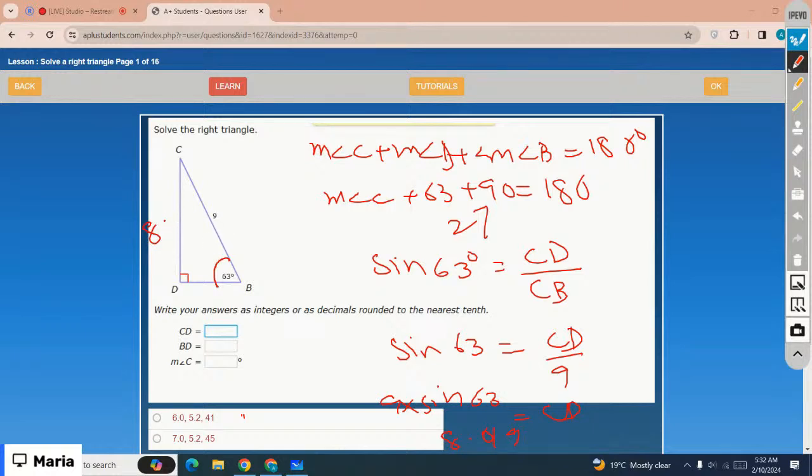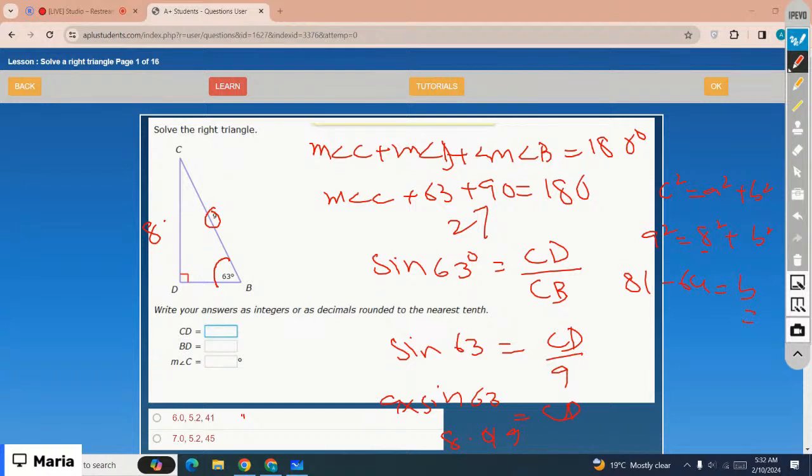Now you can calculate the other side by using the Pythagorean theorem, right? The Pythagorean theorem is the sum of the hypotenuse square: c square equals a square plus b square. C is 9, 9 square equals 8 square plus b square. Move this 8 square to the other side. 9 times 9 is 81 minus 64 equals b square.